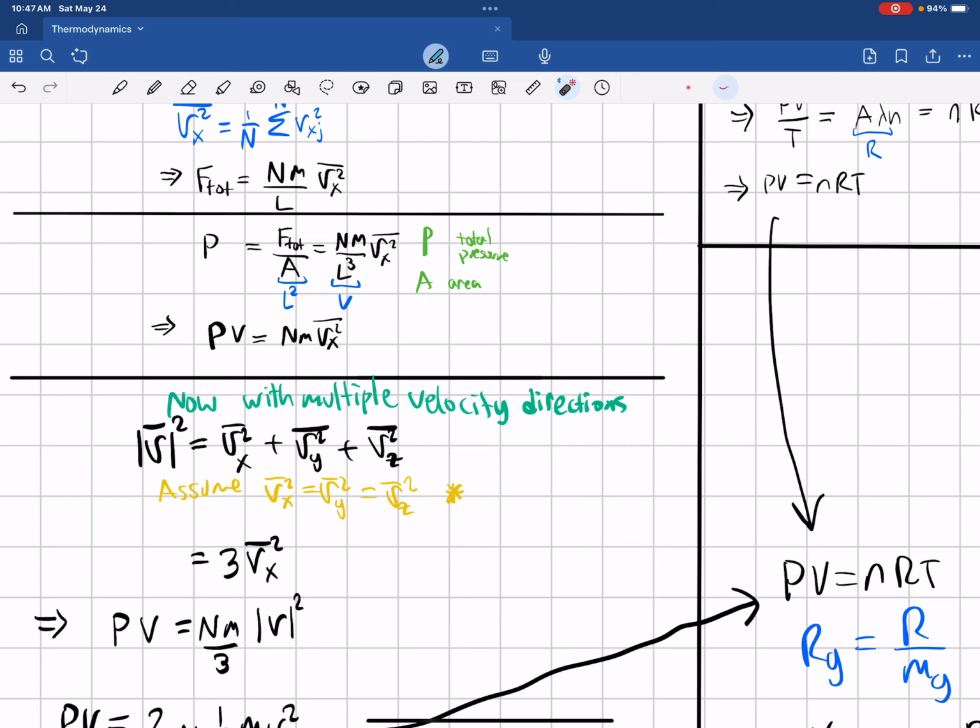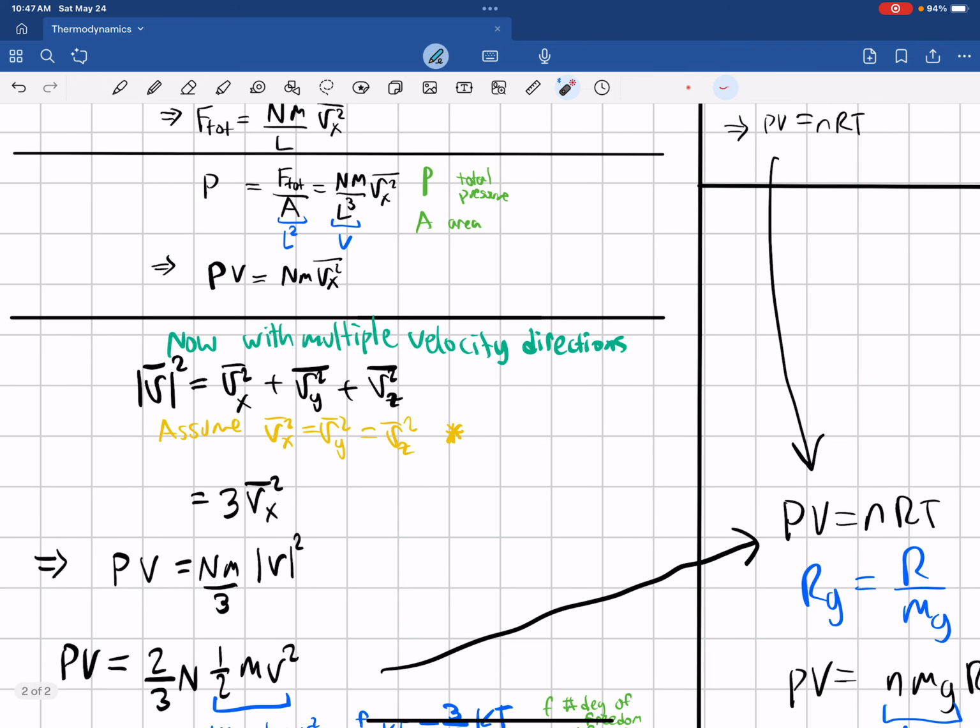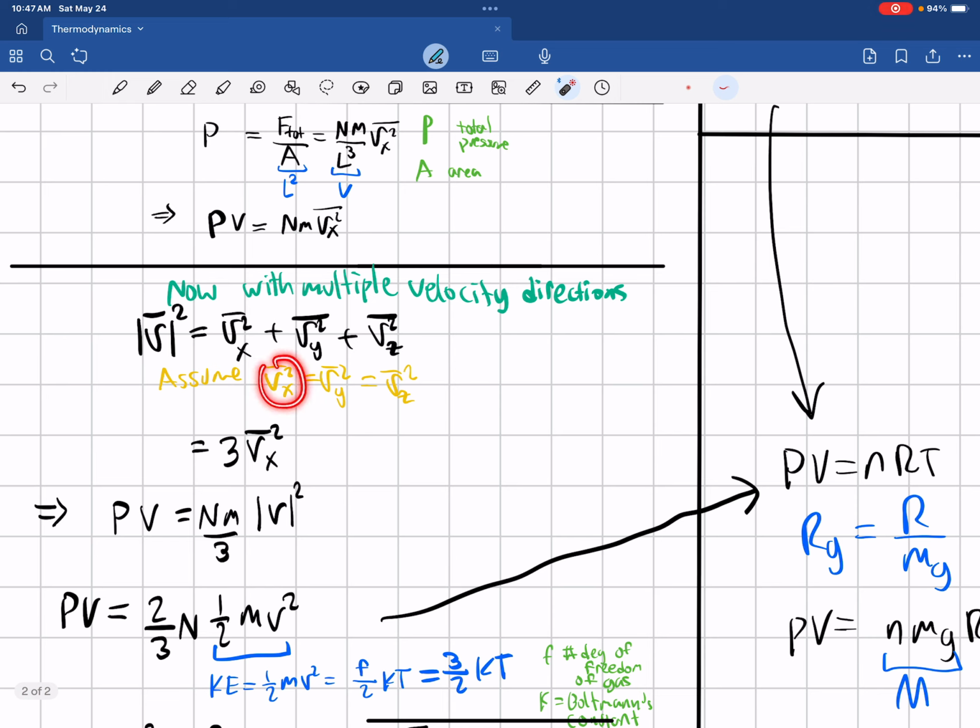And if it's not true, there might be more calculations that are needed. But I think it's probably a pretty safe assumption to make. But I'm wondering if maybe there's a proof that extends this where that's not the case. And so because we're assuming they're all equal, we can just say it's 3 times Vx squared bar. Again, with each of these, it's a bar.